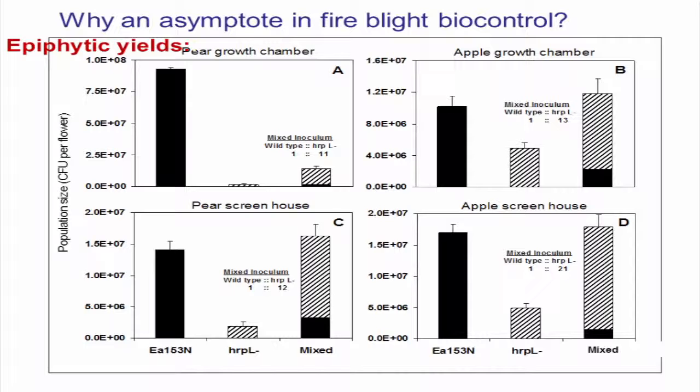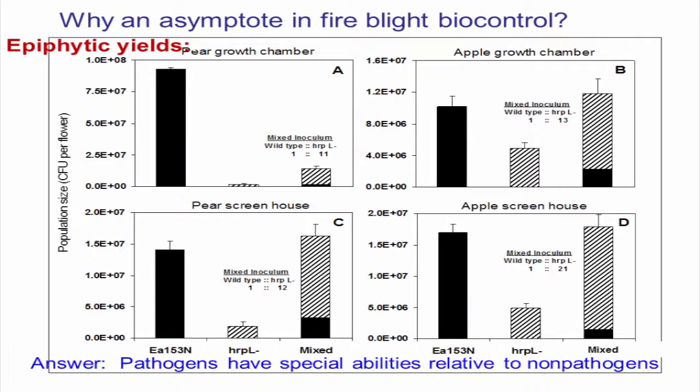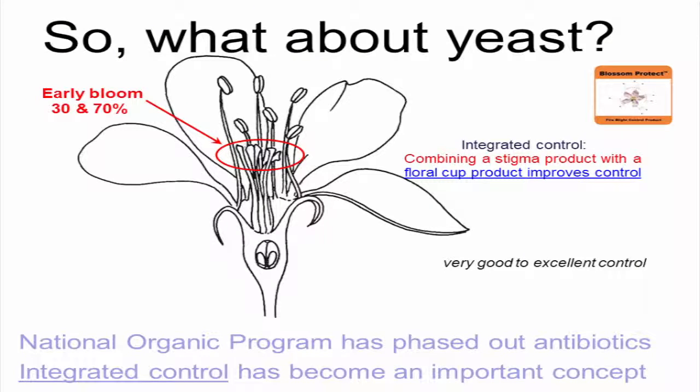So that was sort of an interesting observation, and we concluded that, well, the answer to why this asymptote to fire blight control? Well, the best answer we've ever been able to come up with is that the pathogens have special abilities relative to the non-pathogens, okay? So, that seems like a frustrating answer, doesn't it? All right, so here we are.